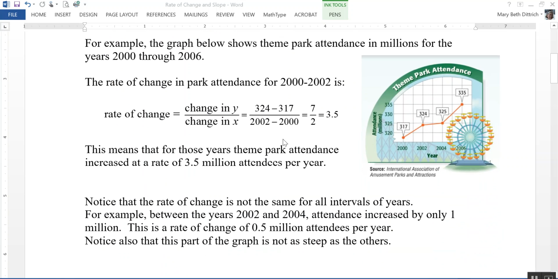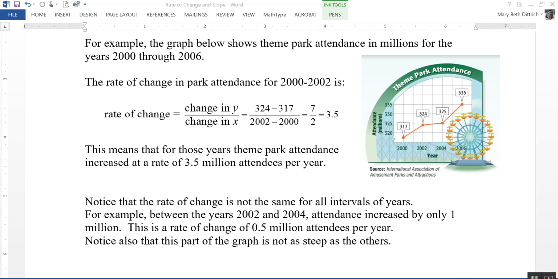Here's an example. The graph below shows theme park attendance in millions for the years 2000 through 2006. To calculate the rate of change in park attendance for the years 2000 to 2002, it's going to be the change in y. You'll notice that in 2000 my y value was 317 million, and in 2002 my y value was 324 million. So I do 324 minus 317 divided by my change in x's, which are 2002 and 2000. That gives me a rate of change of 7 over 2, or 3.5. This means that for those years, theme park attendance increased at a rate of 3.5 million attendees per year.